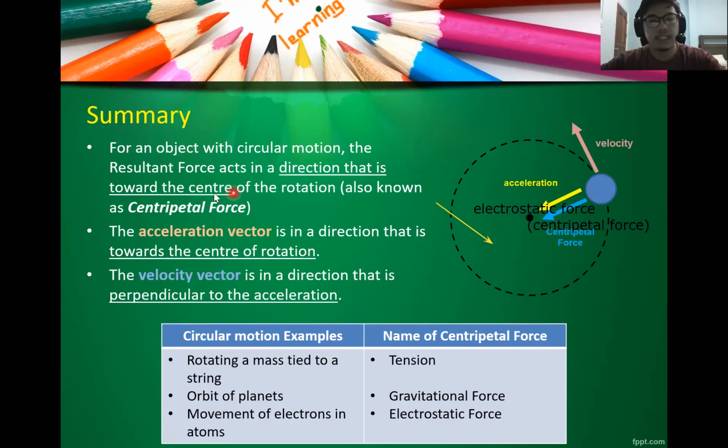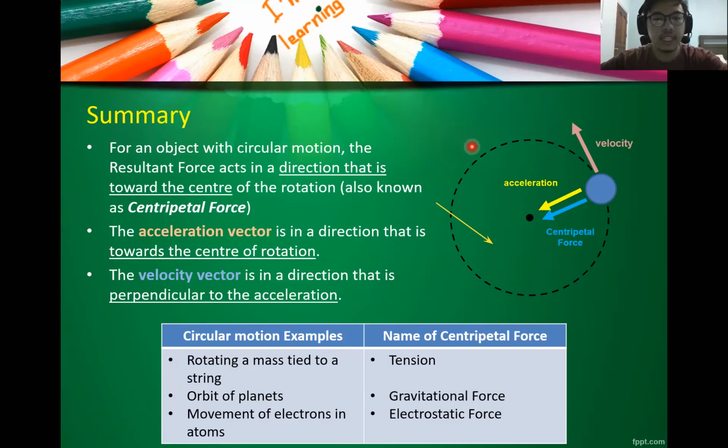So to summarize, for an object with circular motion, the resultant force acts in a direction that is towards the center. So if you have an object moving around in a circle, there might be a lot of forces acting on the object, but if you find out the resultant force, the resultant force of all those forces acting on the object will always point towards the center, and the resultant force is what we also call the centripetal force.